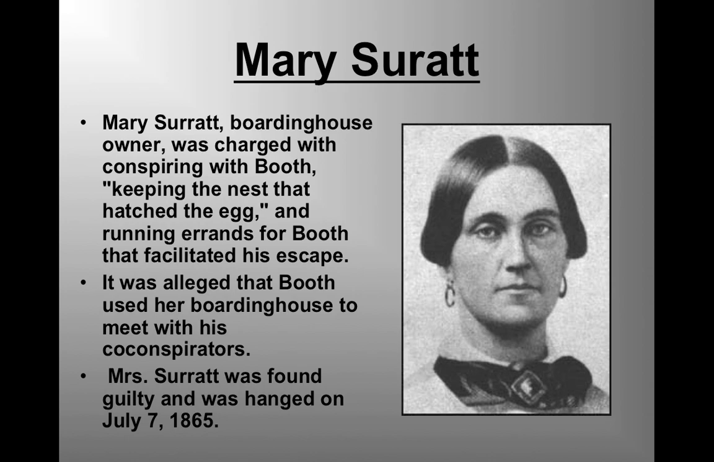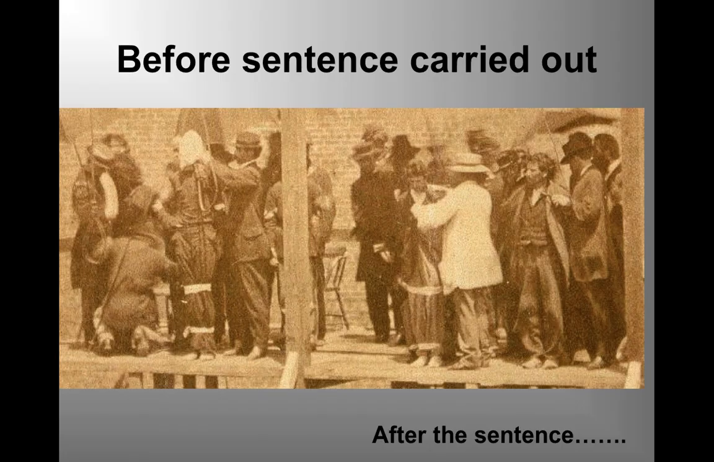Mary Surratt. Remember, she owned the boarding house where Booth and his conspirators met. And a lot of people say she kept the nest that hatched the egg. In other words, she may not have been directly involved in all the things going on, but she clearly knew what was happening, and she was running errands for Booth kind of behind the scenes that facilitated his escape. It was alleged that John Wilkes Booth used her boarding house to meet with his co-conspirators. Surratt was found guilty, and she, too, was hung on July 7, 1865.